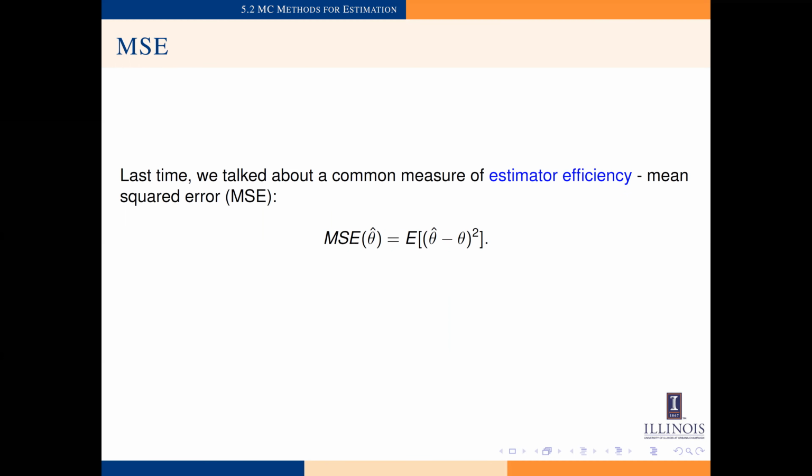So now let's talk about how we can use Monte Carlo estimation to estimate the MSE of a statistic or an estimator. Last time we talked about a common measure of estimator efficiency, the mean squared error, or the MSE. To recap this, well, you're taking a test next week, so it's good to have some review. The MSE of theta hat is given by the expectation of the squared distance between theta hat and the true theta.